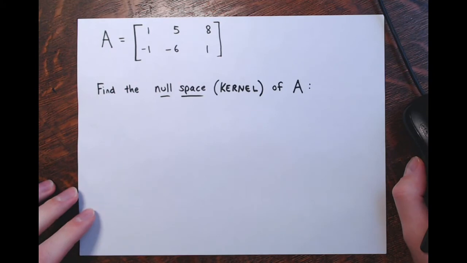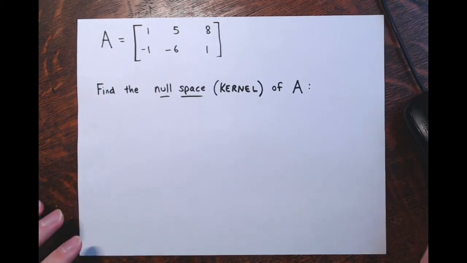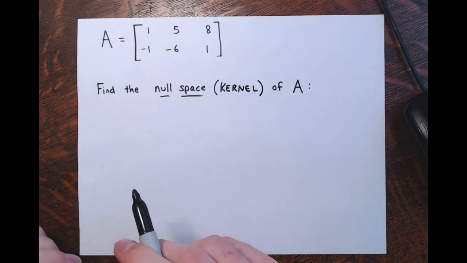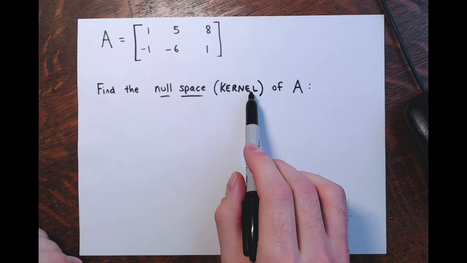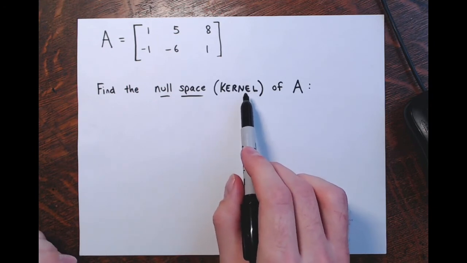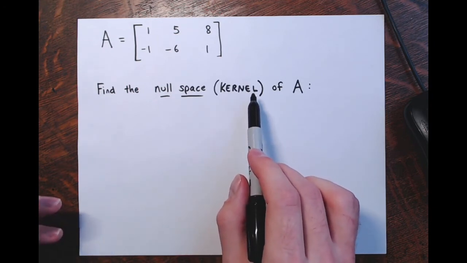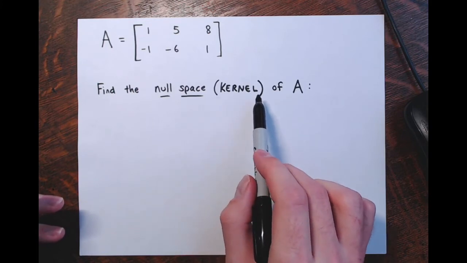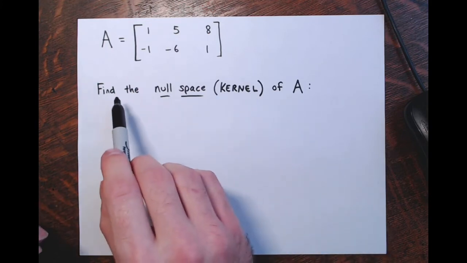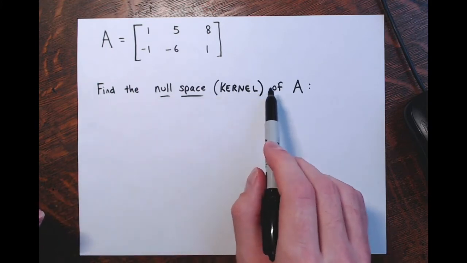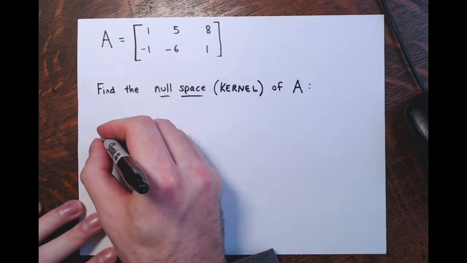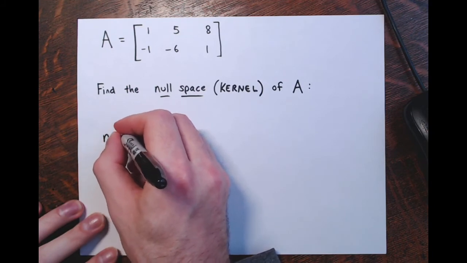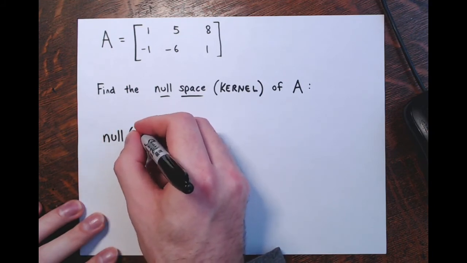Okay, so here's the matrix given to us in this example. And we're asked to find the null space. And again, I mentioned another word that is used in place of the null space sometimes, the kernel. So find the null space or the kernel of this matrix. So again, remember what this is. The null space of a matrix, just null of A like this.